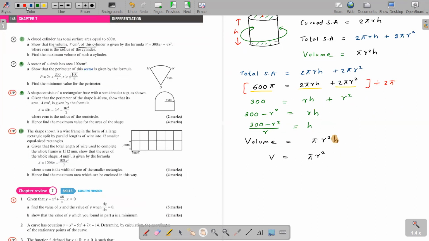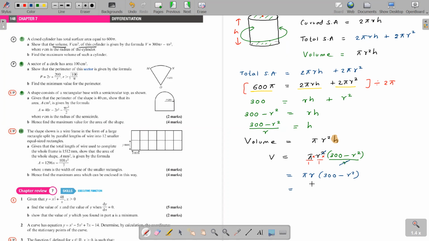So I'll replace the h here: pi into r square into the h value. The h value is 300 minus r square over r. Can you see? I think you can see now when I go with this equation, I could cancel out an r, because r is down here. R can cancel with one r up here. So I end up getting pi times r times 300 minus r square.